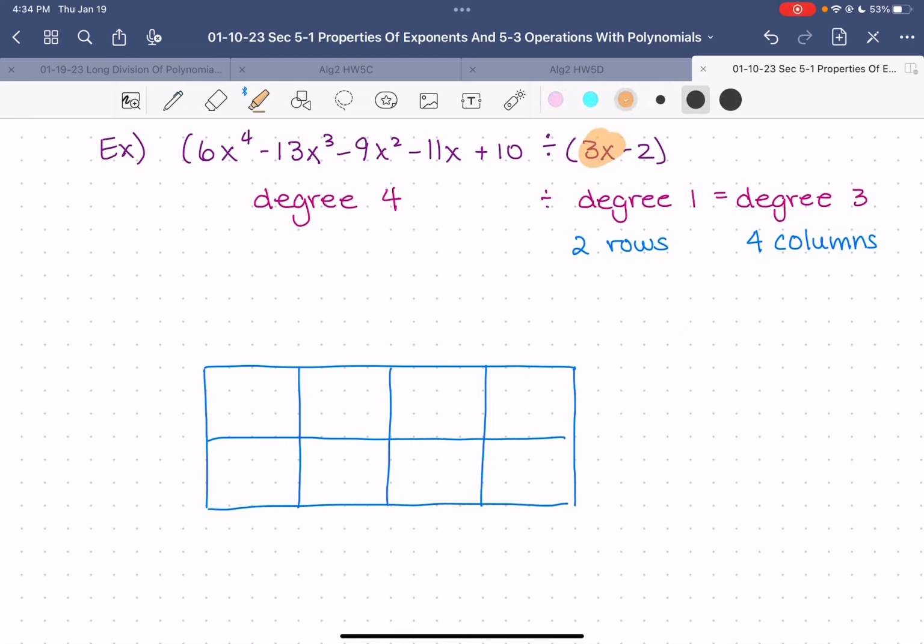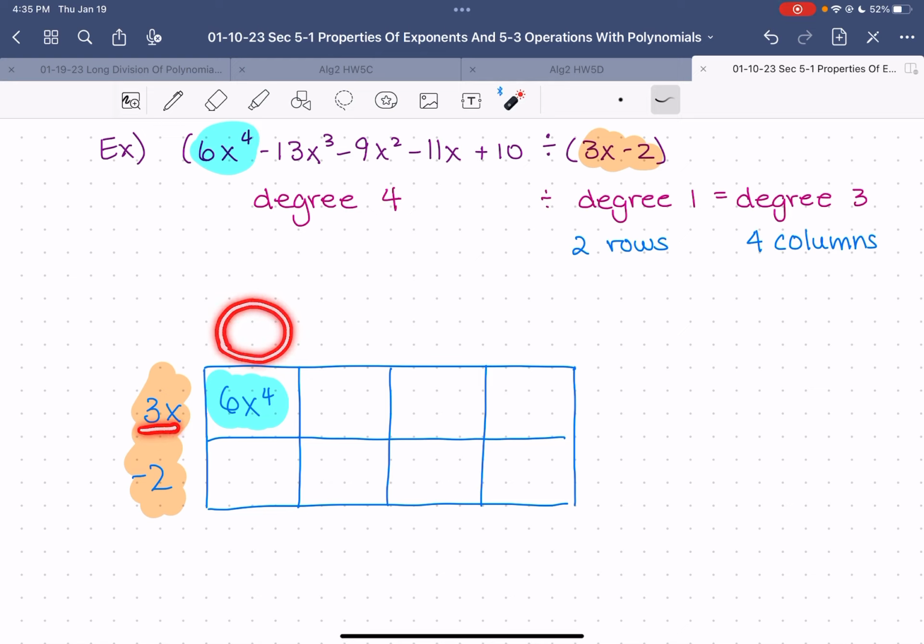Your divisor will always go along the side. So I'm going to put 3x minus 2 here. And then the first term will go right here in your first box. So this is going to be 6x to the 4th. And now it's like a puzzle trying to figure out what's going to go in all the other boxes.